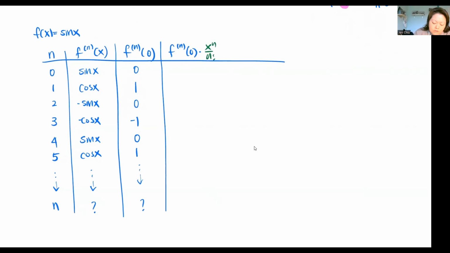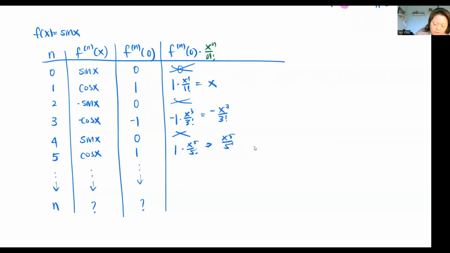Okay, the first one will give me 0, so you really don't need anything there. You can put 0, you just cross it out because there's nothing there. Next one, you have 1 times x to the 1 over 1 factorial, which is just x. Okay, I got 0 again. I get negative 1 times x cubed over 3 factorial, so negative x cubed over 3 factorial, nothing here. 1 times x to the 5 over 5 factorial, so x to the 5 over 5 factorial. Okay, so what you need to do is take these numbers down and don't include a 0 because there's no point in including zeros. Zeros are not even placeholders, right?